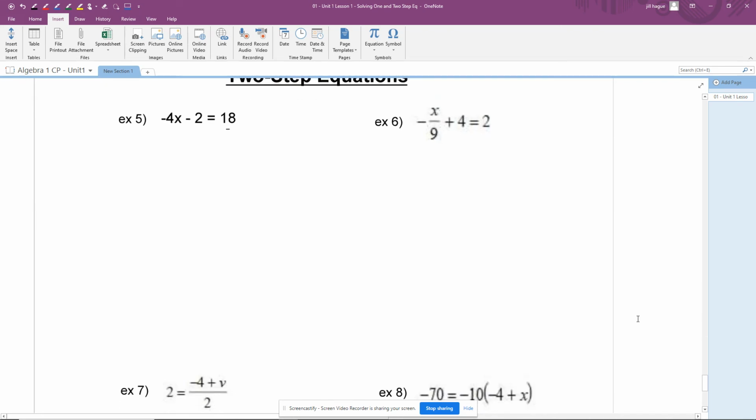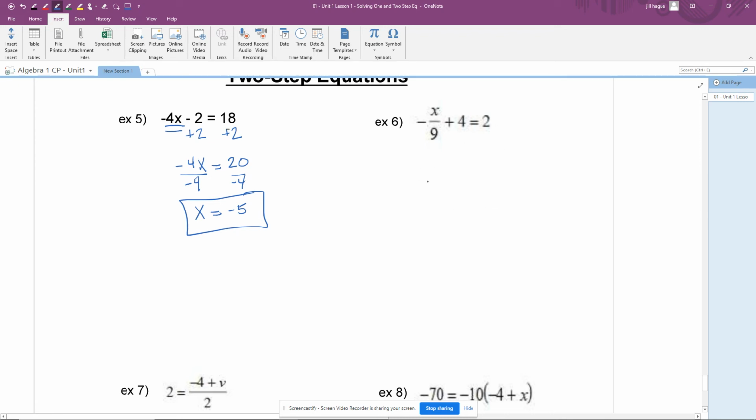Two steps. Okay, they require two steps. So the first thing you want to do in a two-step equation is move all the numbers to one side and all the variables to the other. So here's my variable. I have to move this, so I add 2. And I get negative 4x is equal to 20. I have multiplication. How do I undo multiplication? With division. 20 divided by negative 4, a positive divided by a negative is a negative. Okay, try this one on your own. Pause the video. Try that one.